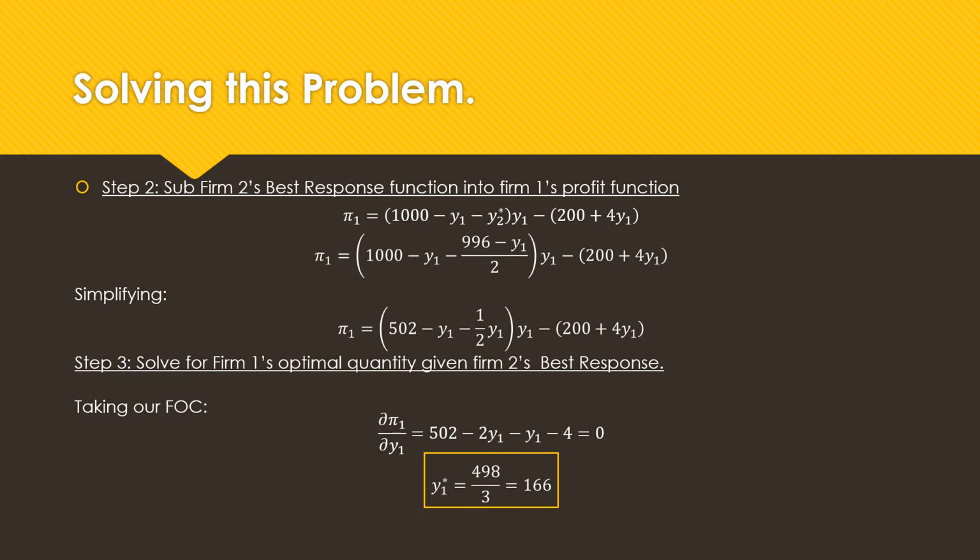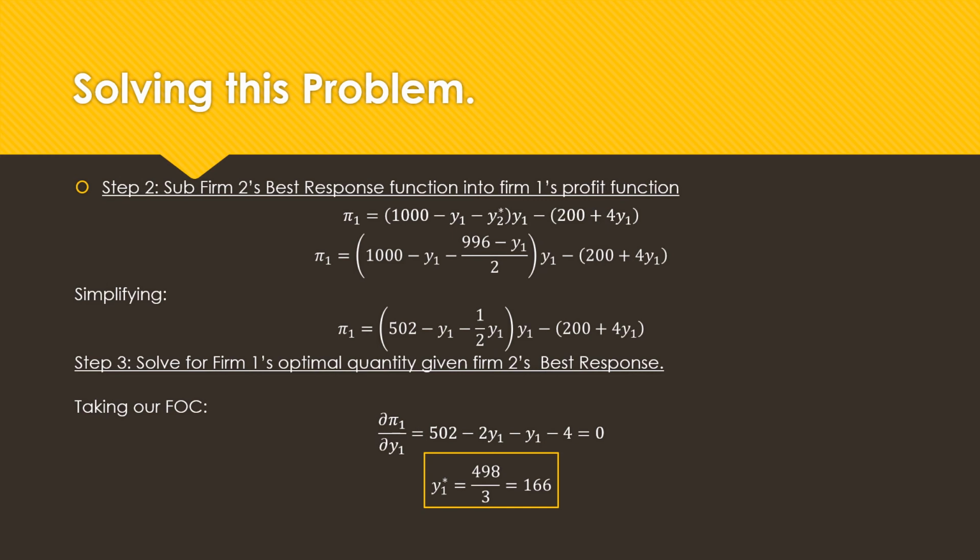Again, we have the same sort of story, just that this time we're plugging in this best response function directly. Simplifying this further, we get the following result. That is, the profit function for firm number 1 is equal to (502 minus y1 minus 1/2 y1) all times y1, minus (200 plus 4y1).